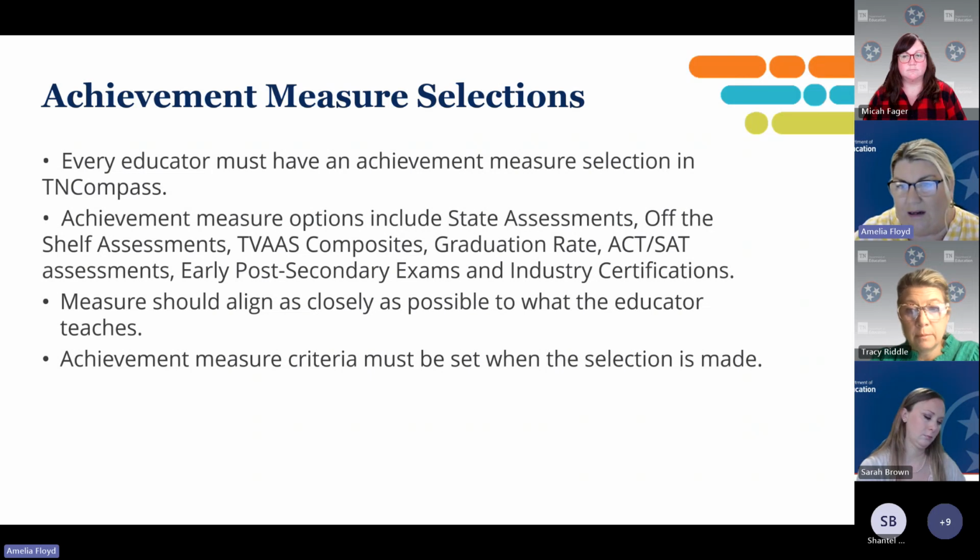TVAS is the only thing that does not need the criteria. You need to set the criteria so that you know next year when you're trying to put these scores in, what the score is. Are they going to be a 1, 2, 3, 4, or 5? So if you're using state assessments, you're going to want to scale that.